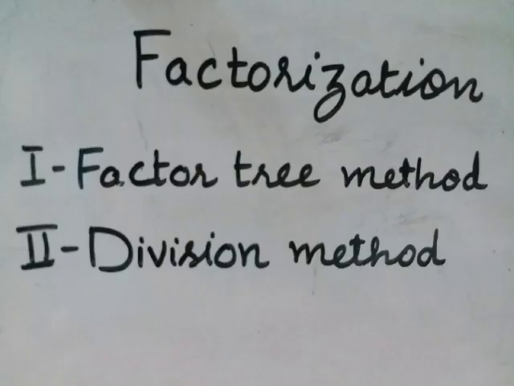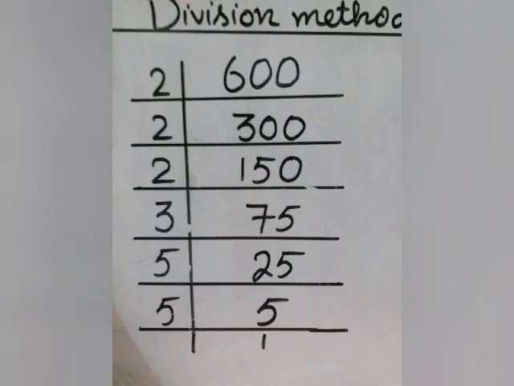Factorization. Factorization means the process of writing a number into its factors. Factorization can be done in two ways: first, the factor tree method, and second, the division method. The division method can be done by only prime factors. Here we take a number 600.